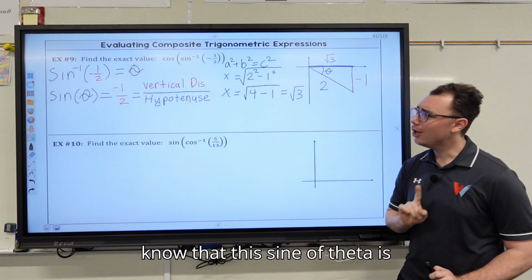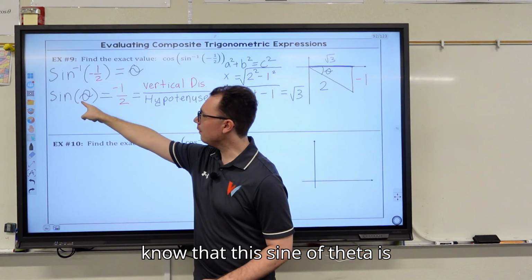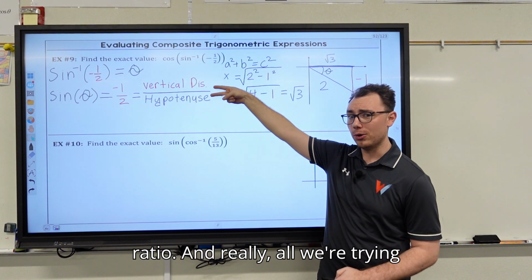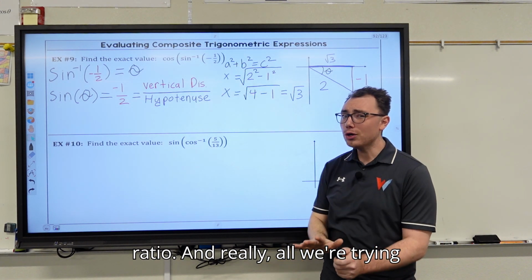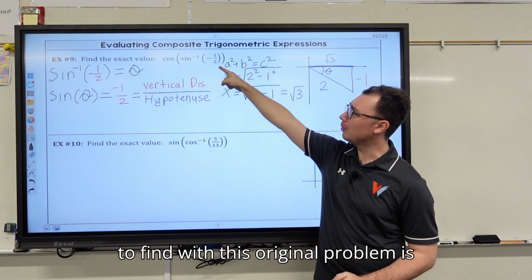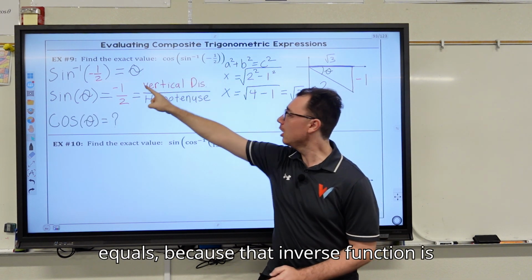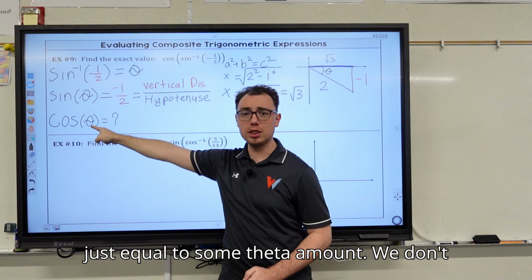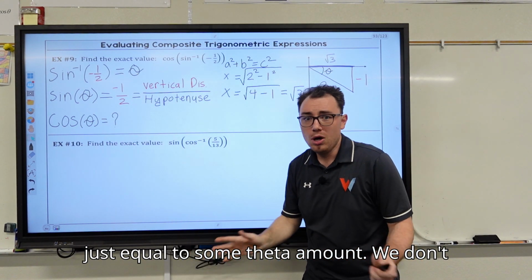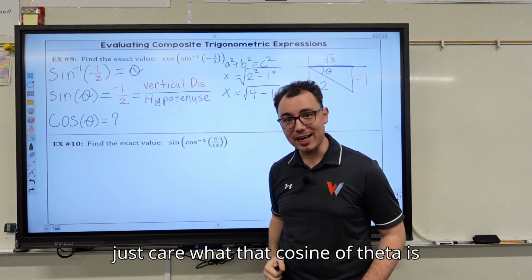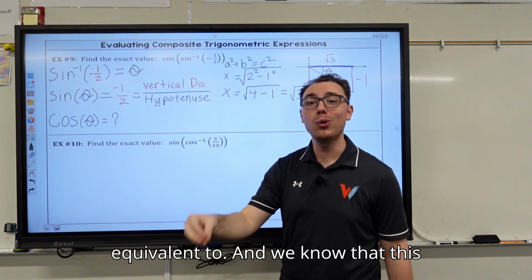Now, we know that this sine of theta is equal to -1 over 2 with this ratio. And really, all we're trying to find with this original problem is what this cosine of theta equals. Because that inverse function is just equal to some theta amount. We don't really care what that theta is. We just care what that cosine of theta is equivalent to.